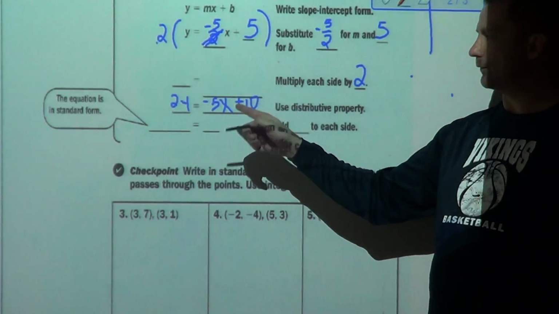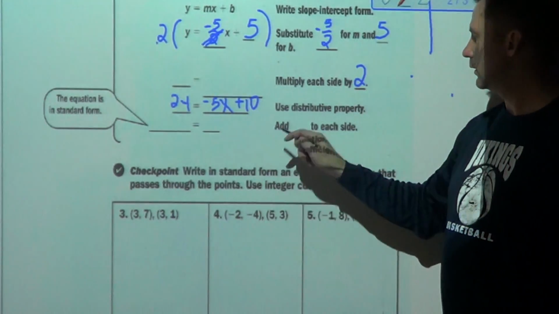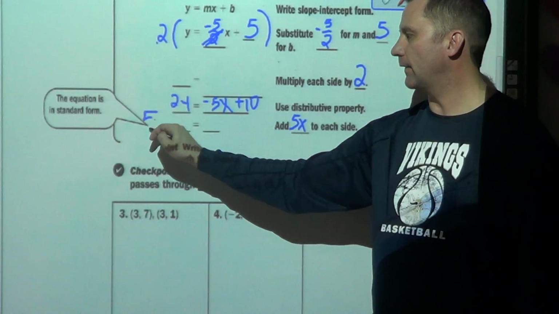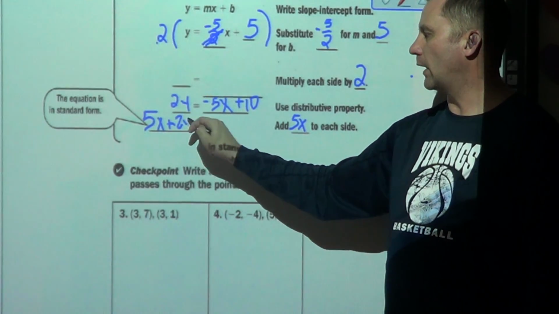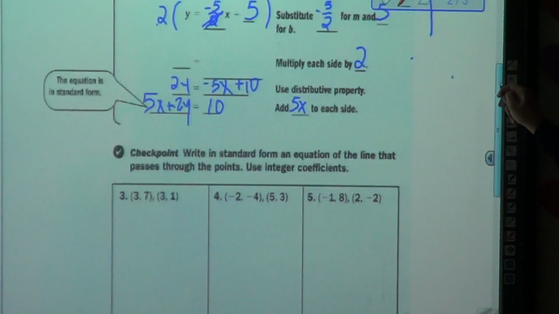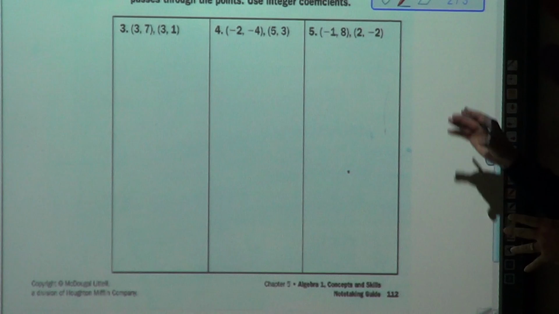Now, to get myself in standard form, I would take the negative 5x, move it over here. So it would be positive on the left because it's negative, so it's going to be a positive 5x, positive 2y equals 10. Okay, so now for these checkpoints, again, this is one where it's not like the example.